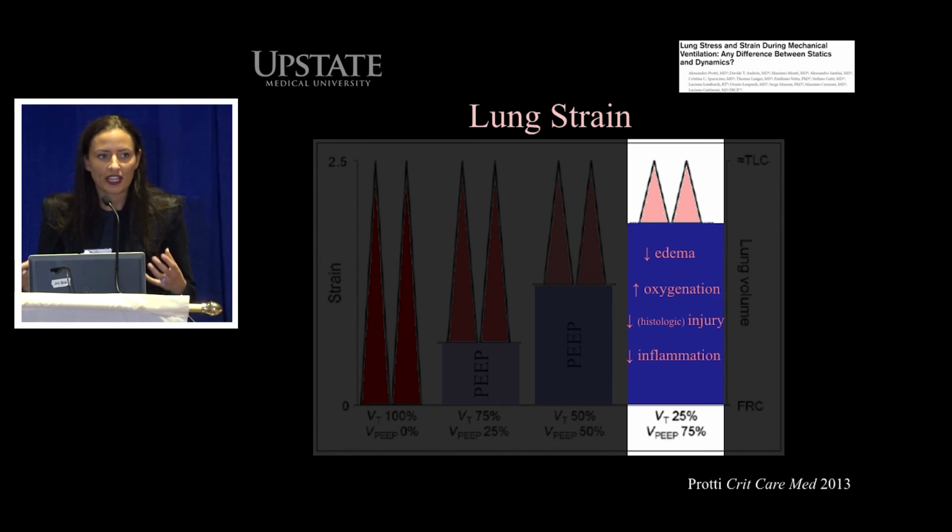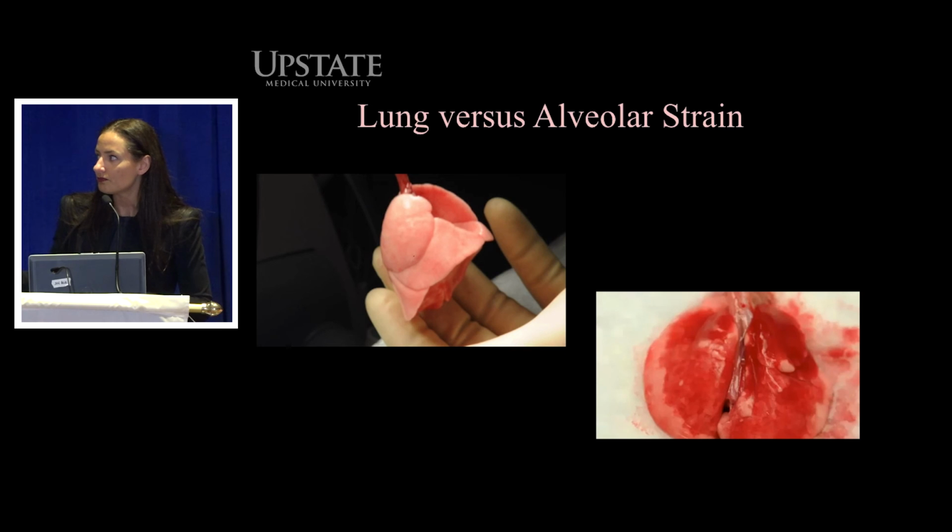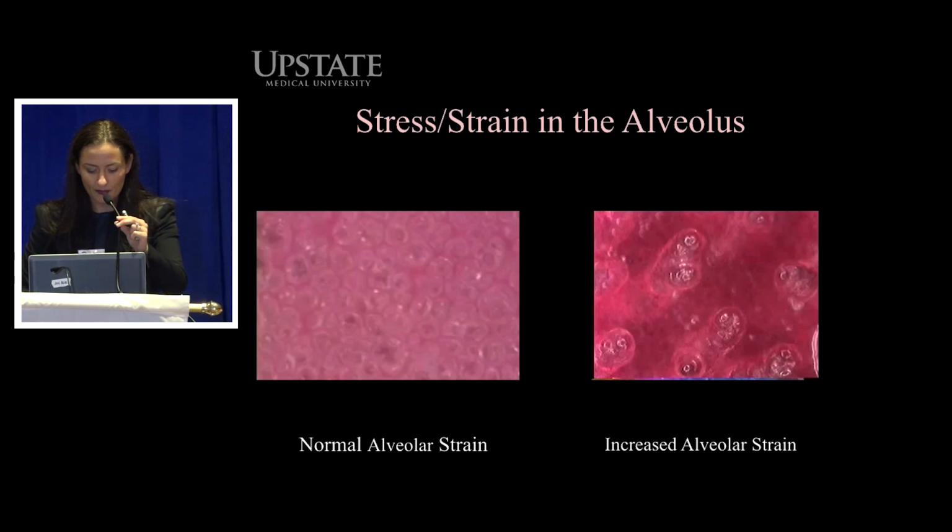So this really started getting us thinking a little bit more about strain, not only in the lung, but then in our group, also thinking about the alveoli. How much of what we're doing and setting on the ventilator, how much is that actually impacting the alveoli? And so just to look at some videos, we're going to look at the whole lung and determine how much strain there is in it. And then we're going to zoom in and look at the alveoli.